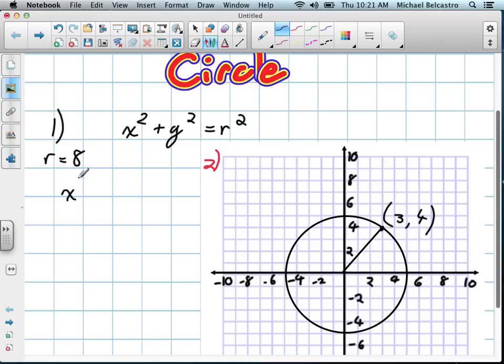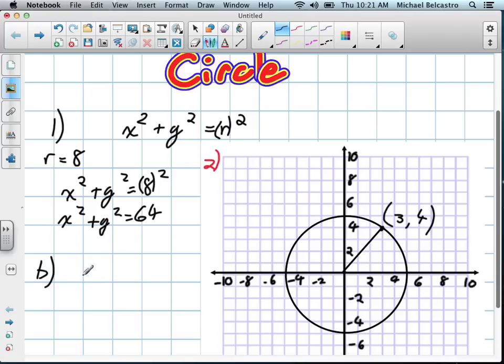Well, we start off with x squared plus y squared equals what? 8 squared. And when I square 8, what do I get? 64. That's it. That's the equation of the circle. As soon as you have the radius, it's very simple. You just plug in the radius for whatever the r value is, and you have the equation of the circle. I'm just going to call this 1b.